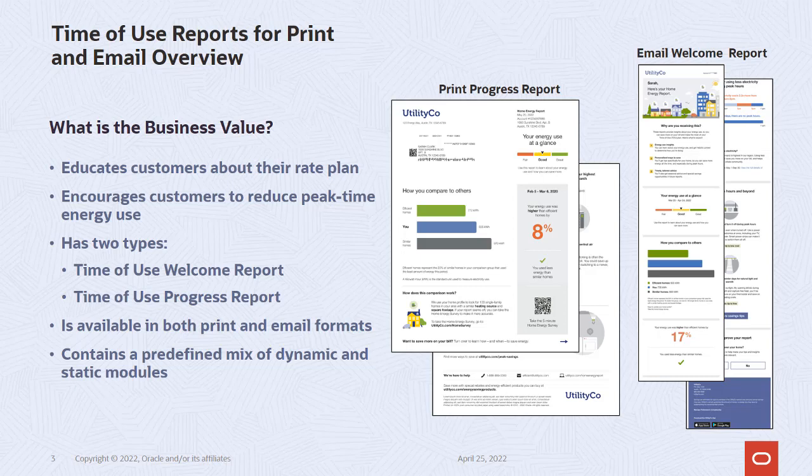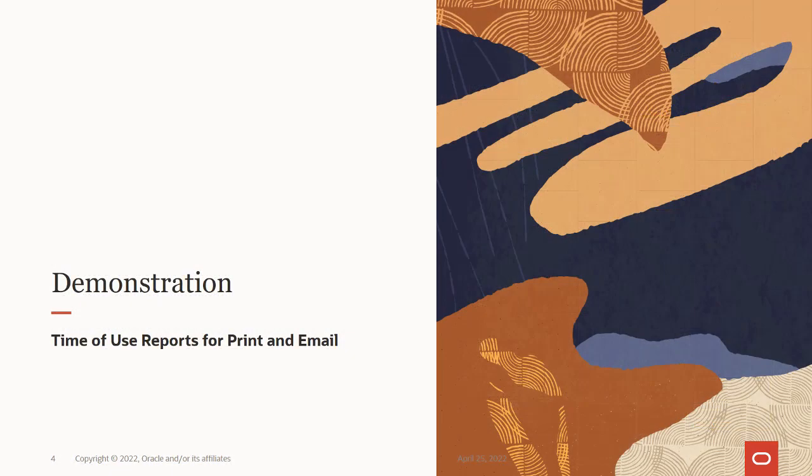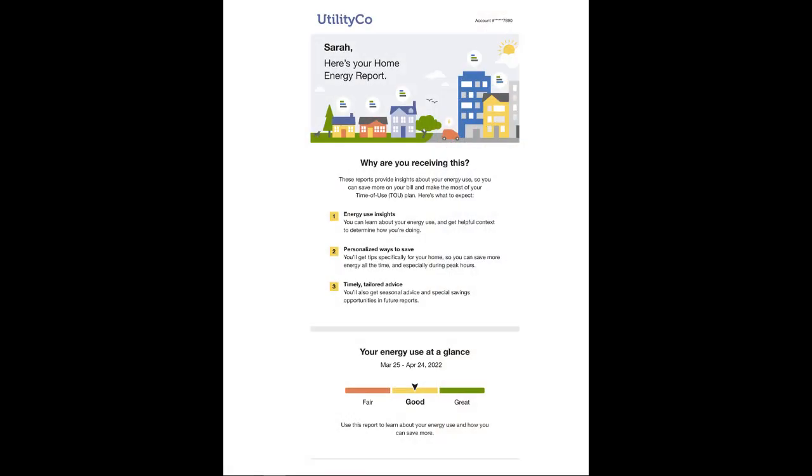The report is available in both a print and email format, and each contains a predefined mix of dynamic and static modules. We are going to first take a look at the modules in the email report and then discuss the modules in the print report. Let's take a look at the time of use reports, both the welcome and progress versions.